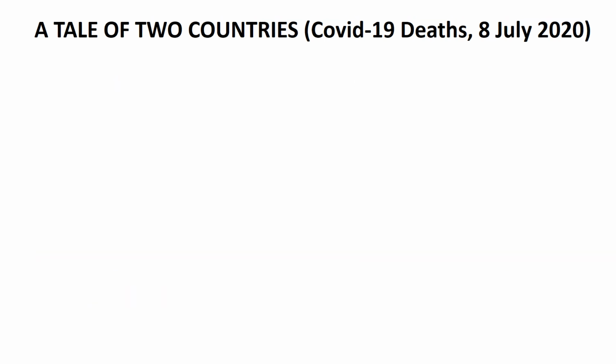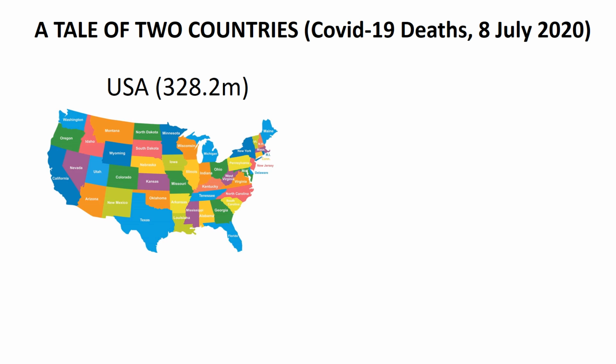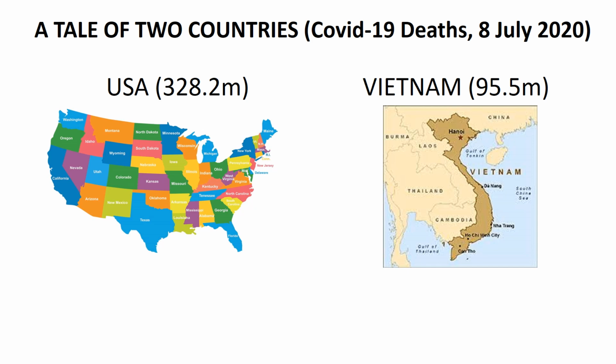And now a tale of two countries. The USA with 328.2 million people, and Vietnam, 95.5 million people, somewhere between a quarter and a third the size of the US. The US has 133,000 deaths as of the 8th of July 2020, and Vietnam, 0 deaths.